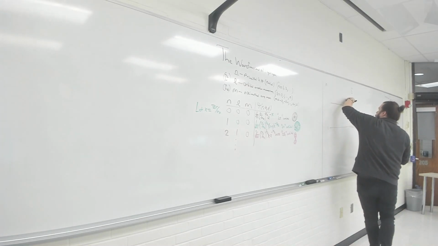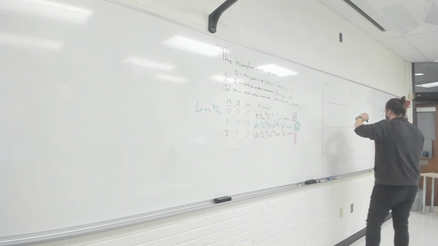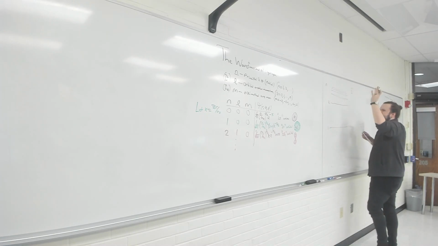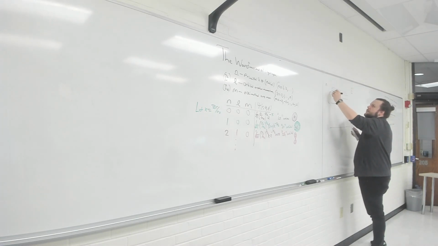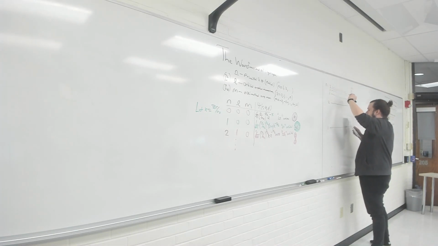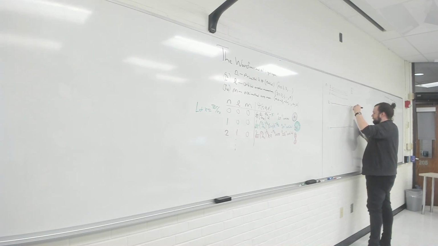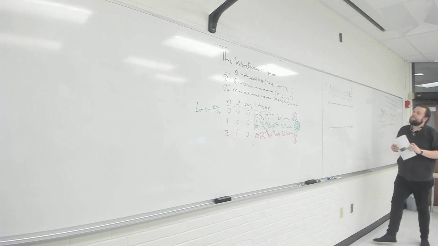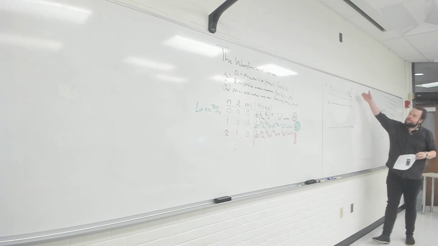So here's my N equals 2 level. And then we'll write N equals 3 here, 4 here, 5, 6. Anyway, that should be enough. And I'll write the energies. This is minus 3.4, minus 1.51, minus 0.85, minus 0.54, minus 0.38. Okay, so here are our energy levels of hydrogen.